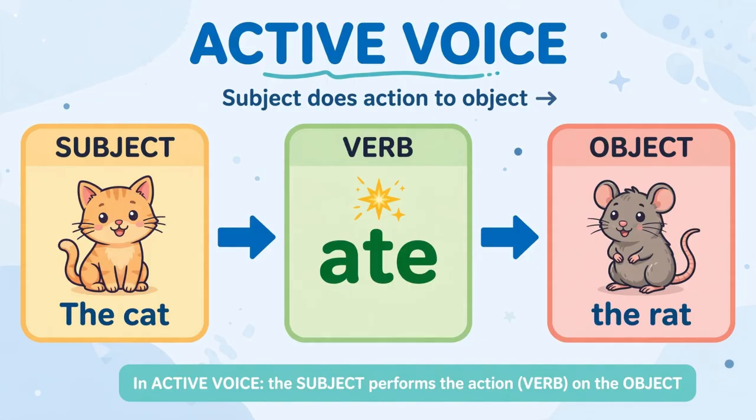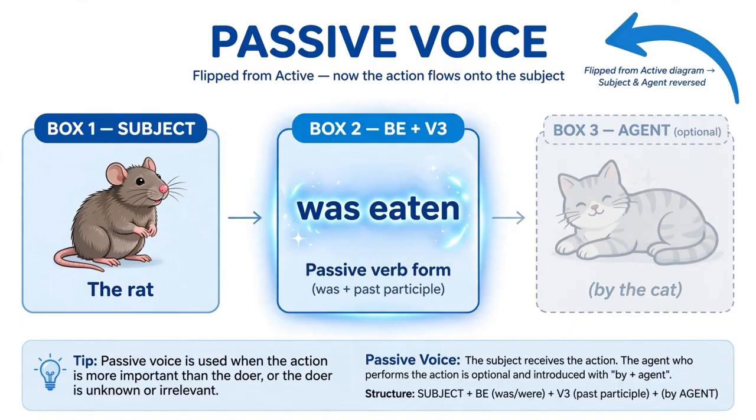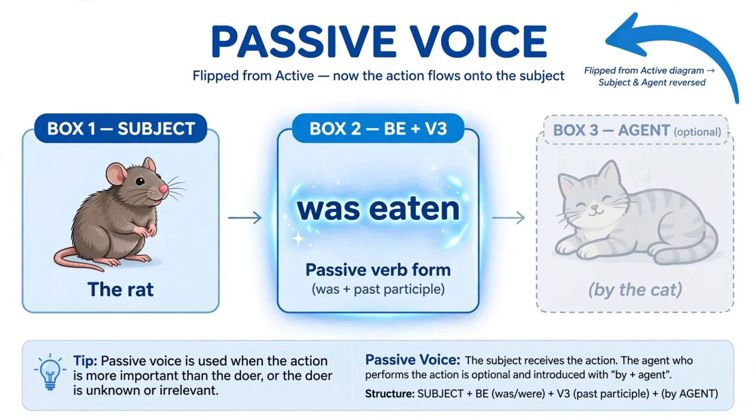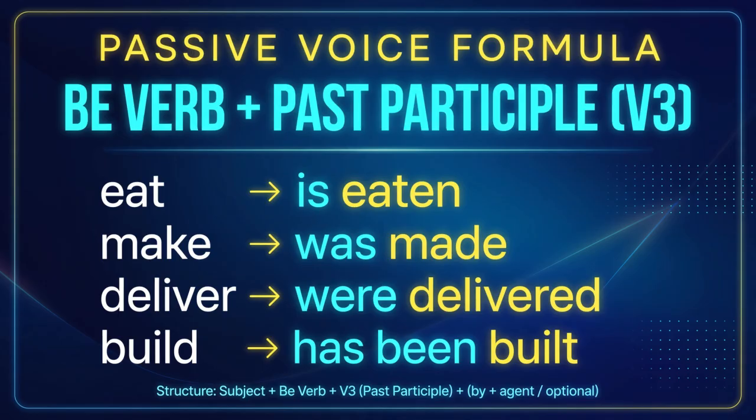Now, in the passive voice, we flip this whole thing around. The object becomes the subject. So instead of the cat ate the rat, we get the rat was eaten by the cat. The rat is now in the spotlight. The cat? Optional. We can drop it completely. The rat was eaten. Done. And how do we form it? Very simple formula. Be verb plus past participle. Was eaten. Is made. Were delivered. Has been built. That's the technical part.